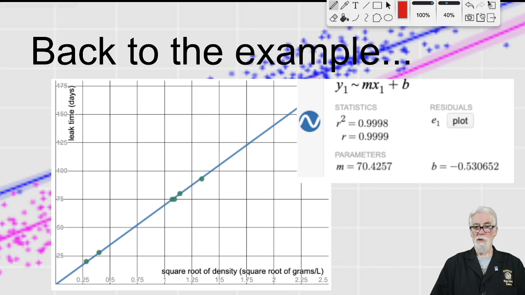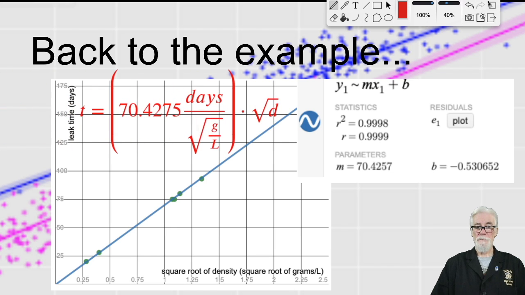Regression analysis shows us that we have a nice straight line here when we plot the square root of the independent variable on the horizontal axis and the dependent variable on the vertical axis. Now the slope of this is what relates the leak time to the square root of the density. And so there's our mathematical model.